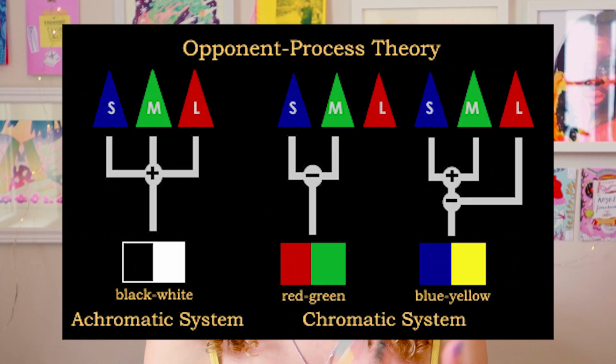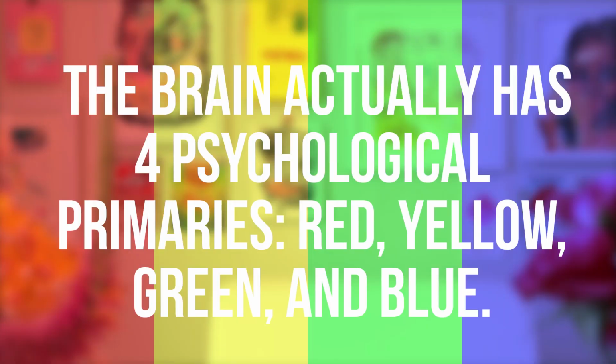Now, you'd think that'd be it, right? One quick reading of the cones and boom, we see color. But no. The zone theory proved that even more steps happen after that initial cone reading. Basically, the brain takes the cone reading and then judges it based on 2 color sliders, how red or green the color is, and how yellow or blue that color is. These 2 color combos, red-green and yellow-blue, are called opponent signals. This discovery means that the brain actually has 4 psychological primaries: red, yellow, green, and blue.